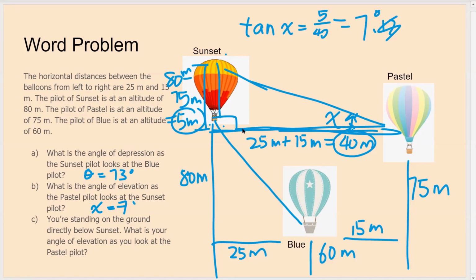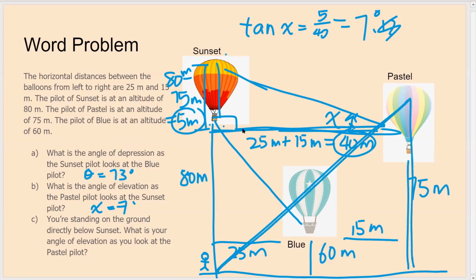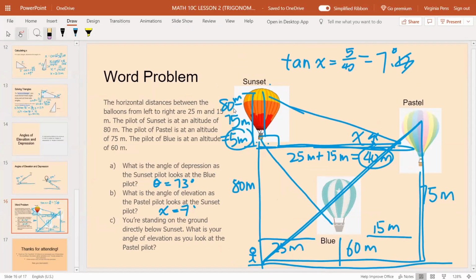Okay, now question C. You're standing on the ground directly below sunset. What is your angle of elevation as you look at the pastel pilot? Okay, so this is really not to scale, but let's say that the ground is here, completely out of scale, and you are standing here. Now you are looking directly at the pastel pilot, which means that we can form a right triangle just like this. Wow, this is really messy. I'm going to have to clean it up a bit.